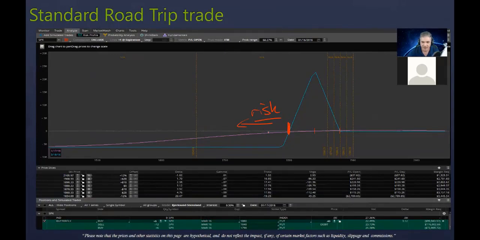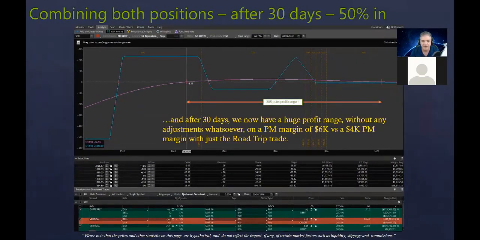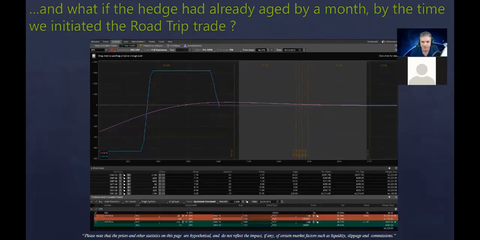So what we're doing here is adding an STT structure that's going to essentially lift up this entire line and give us a huge landing pad to the downside. So it looks like that after 30 days. Okay. So you can definitely combine the two.